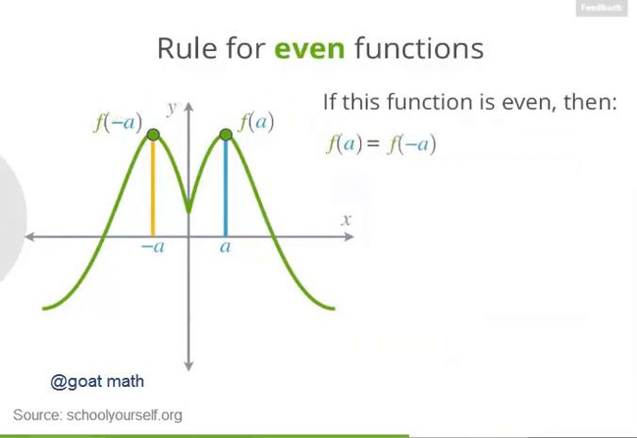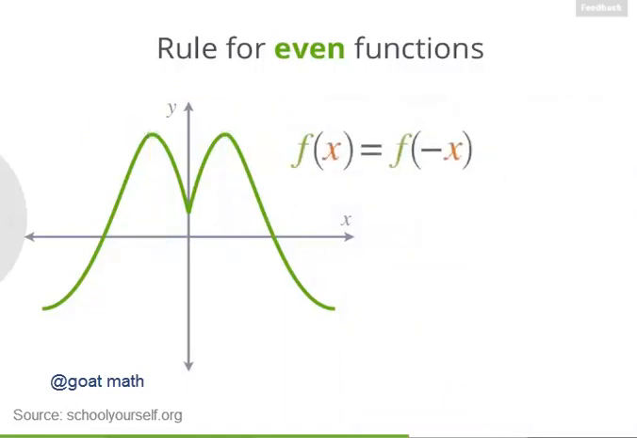The general rule for even functions is that f of x equals f of minus x. If the function f is even, then this equation must be true for every value of x. So that's the rule for even functions.